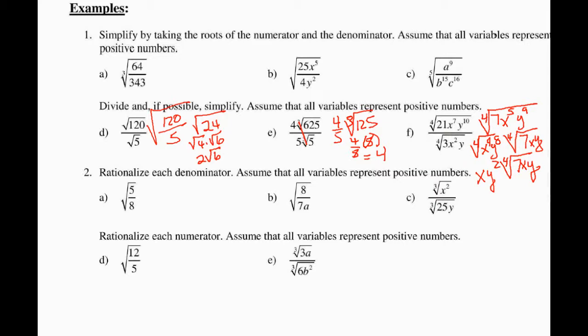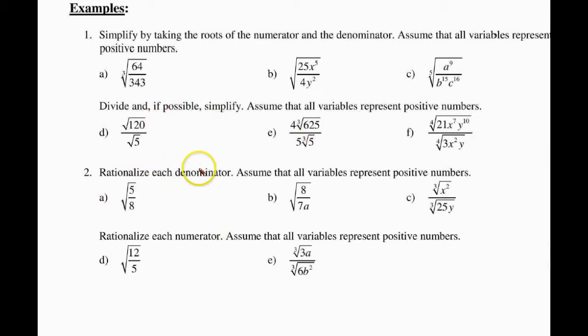Okay, now they want us to rationalize the denominator. But we have to do a little work here first. We're going to say this is the square root of 5. And this denominator, remember, is the square root of 4 times the square root of 2. What is the square root of 4? The square root of 4 is 2, the square root of 2.